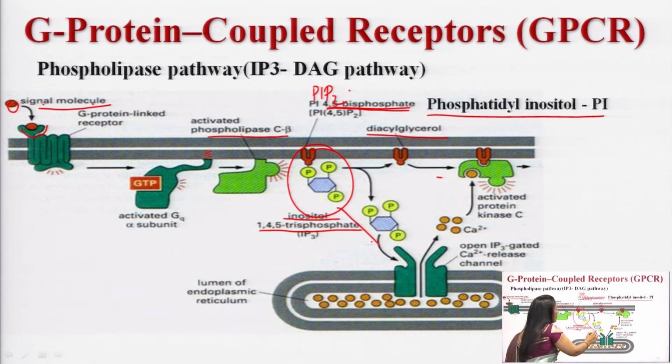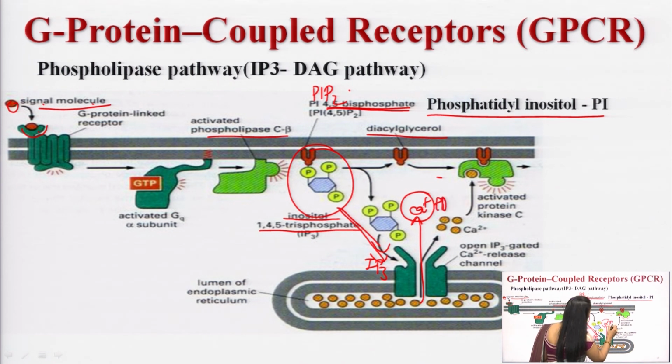This IP3 will go and bind to the channel present on the sarcoplasmic reticulum. Once IP3 has been released from the PIP2, it binds to the calcium channel present on the endoplasmic reticulum, and the calcium channel will open. The calcium will come out from the sarcoplasmic reticulum, and this calcium will combine with the DAG to activate protein kinase C. Once protein kinase C has been activated, some cellular effects are produced by protein kinase C.